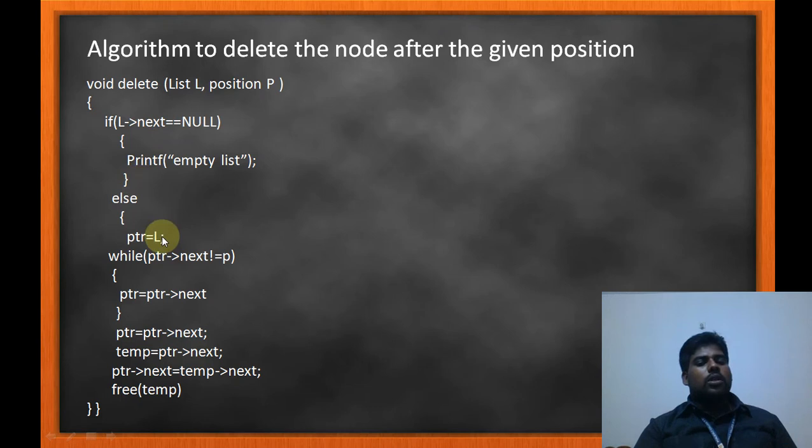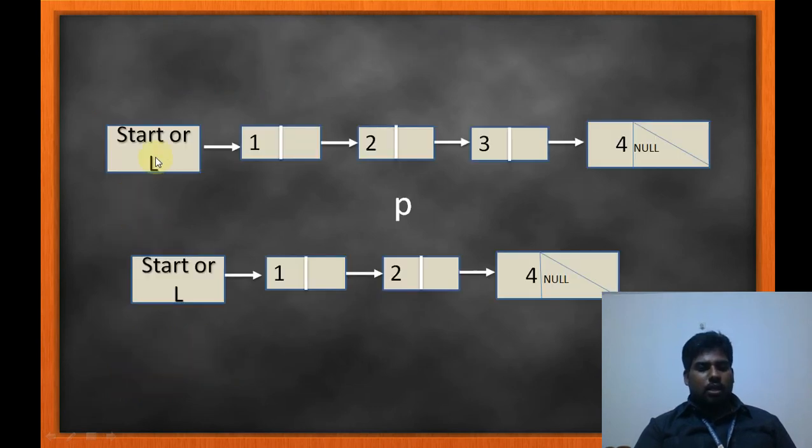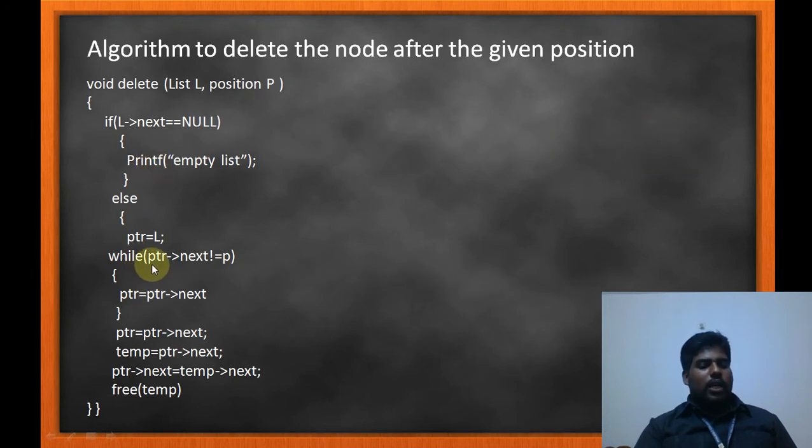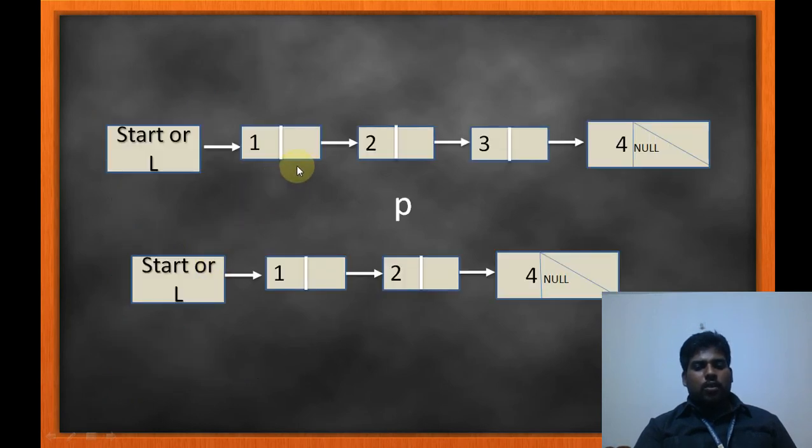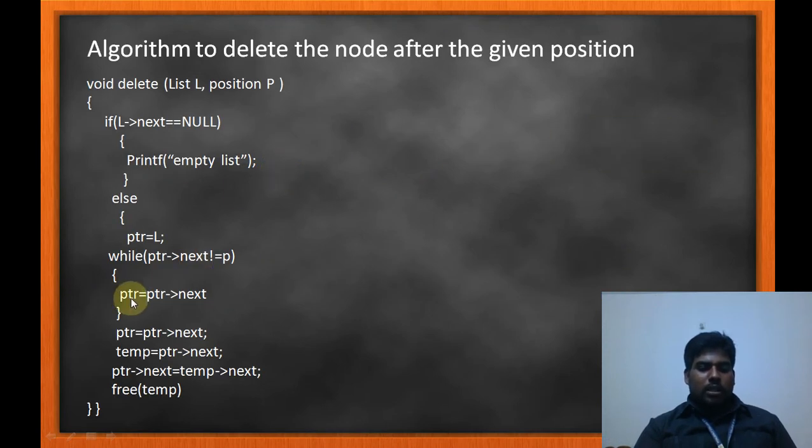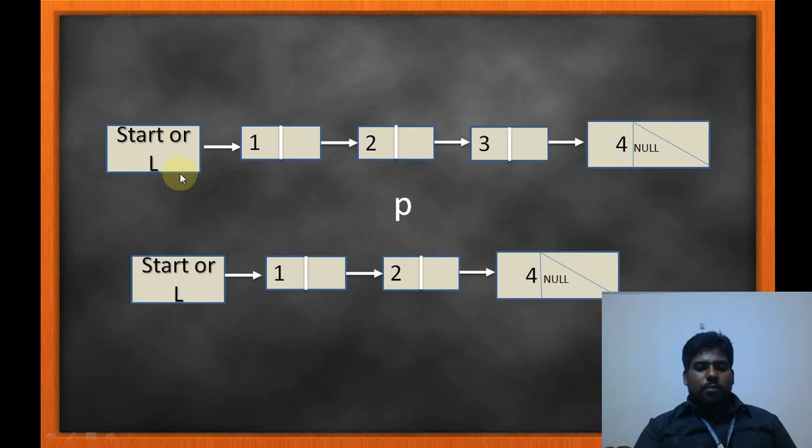Else, the starting position will be given to the pointer. This is the PTR, start, L is the PTR. Now while PTR next not equal to P, the while loop will be executed till this. Once it reaches P, it will fail, not equal to P. My position is 2, so till then it will work. We are forwarding the pointer position. So now the pointer is here. At first it was there, one time the while loop will be executed, now the PTR will come here.